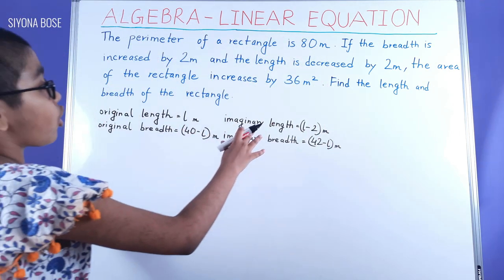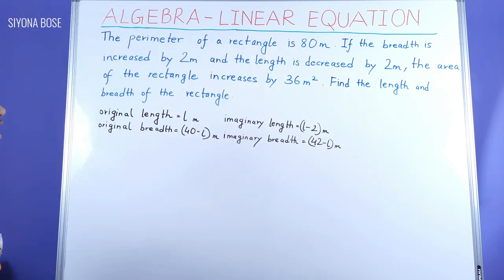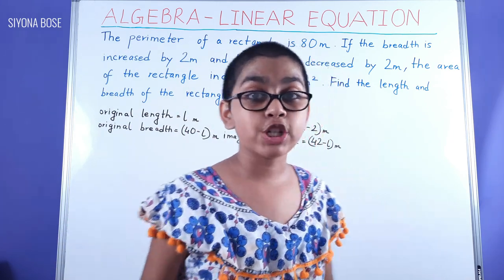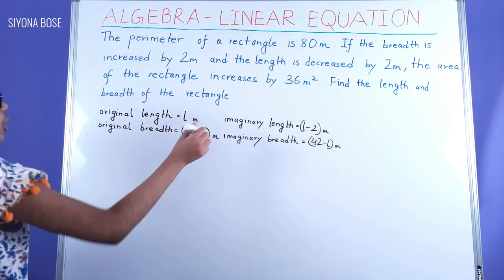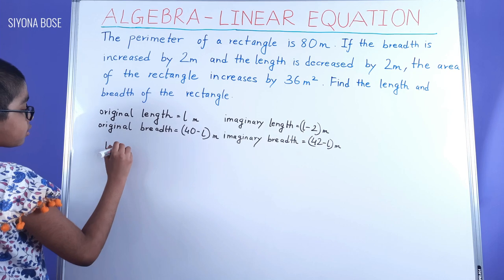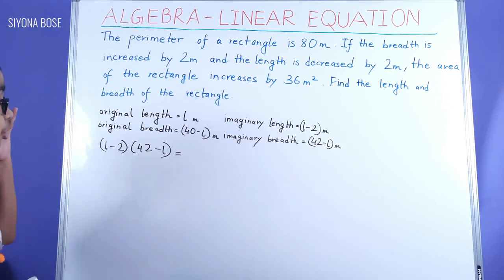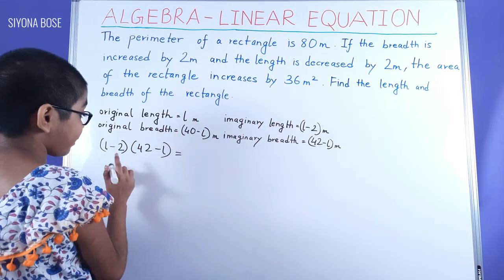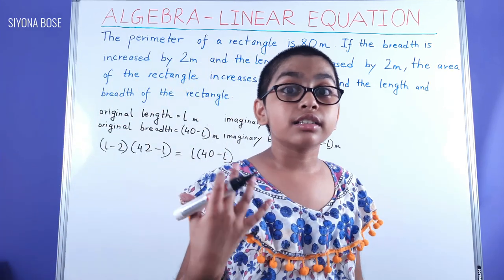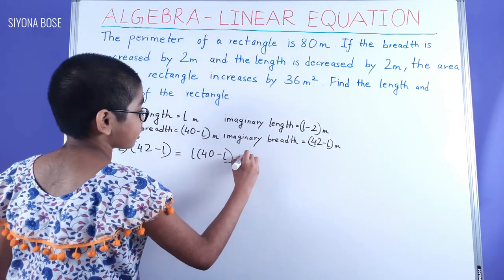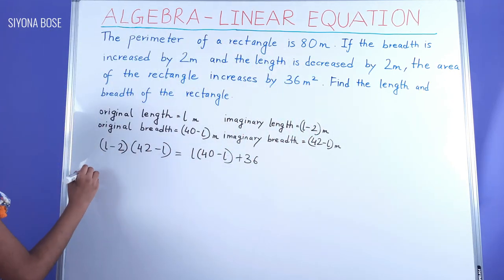It's given that the rectangle area increases by 36 meters squared in the imaginary situation. That means what we have to do, the area in the imaginary situation is equal to the original area plus 36. Now let's make the equation. Imaginary: L minus 2, the whole into 42 minus L the whole, equal to L into 40 minus L the whole, which is the original area, plus 36 meters squared as per the question. Now let's solve this equation and get our length and breadth.